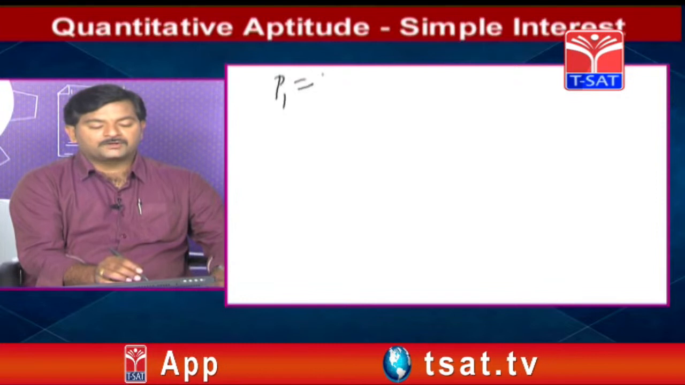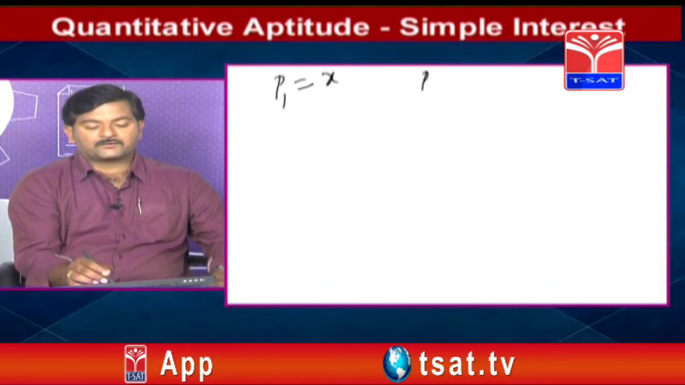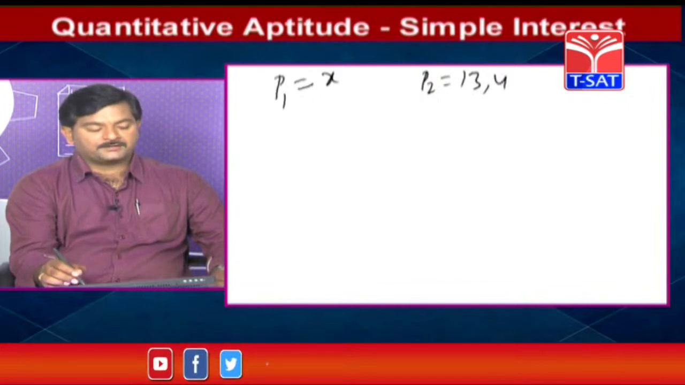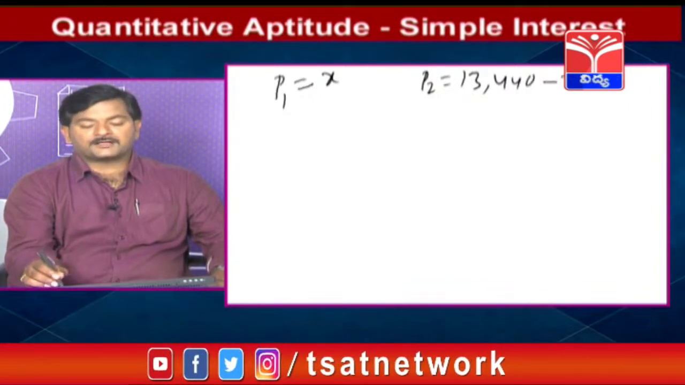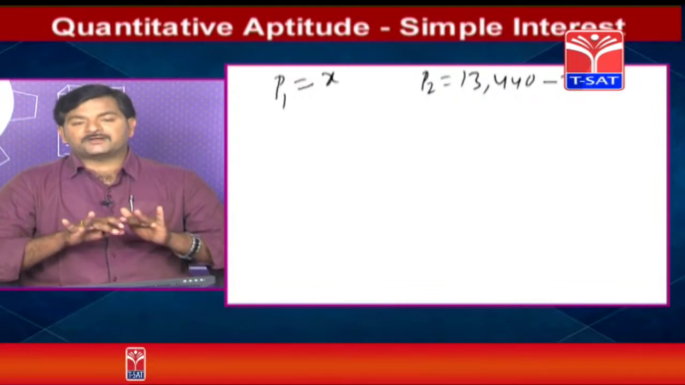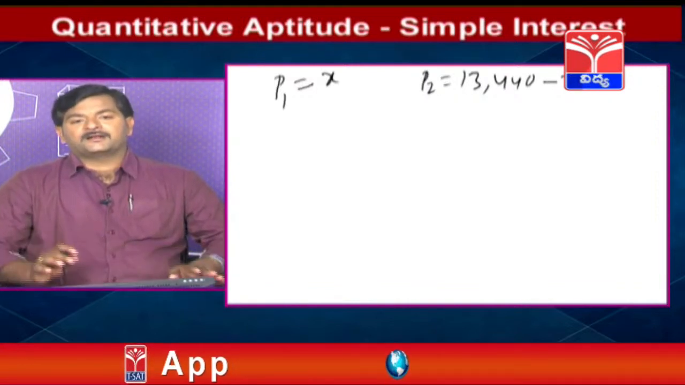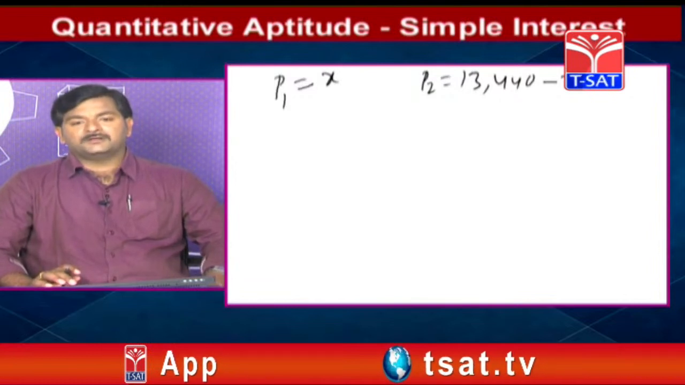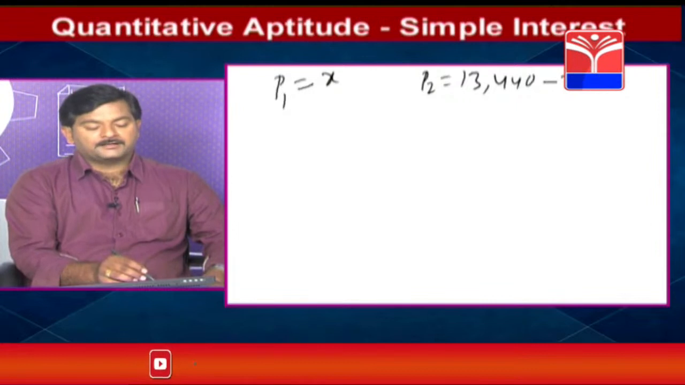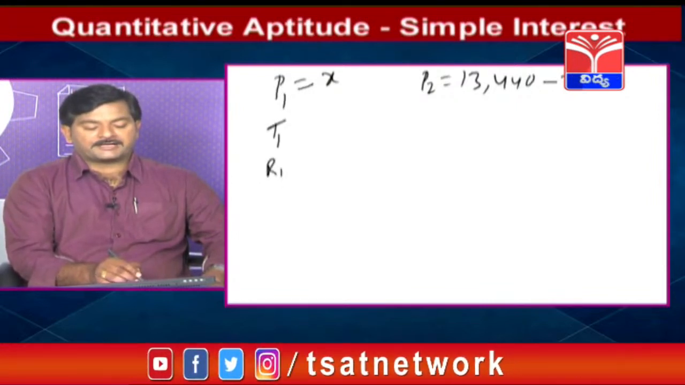P1 is equal to, for example, X. Then what could be P2? P2 is equal to 13,440 minus X. Why? Because that amount is divided into two parts. If one part is X, next part obviously 13,440 minus X. And here T value given, we'll name it as T1 and we'll name it as R1.